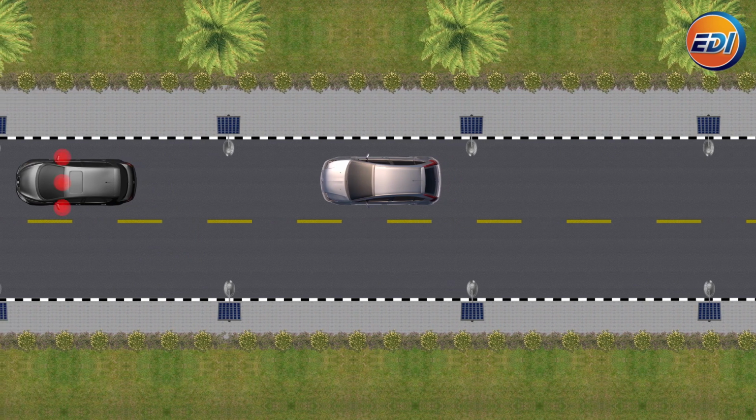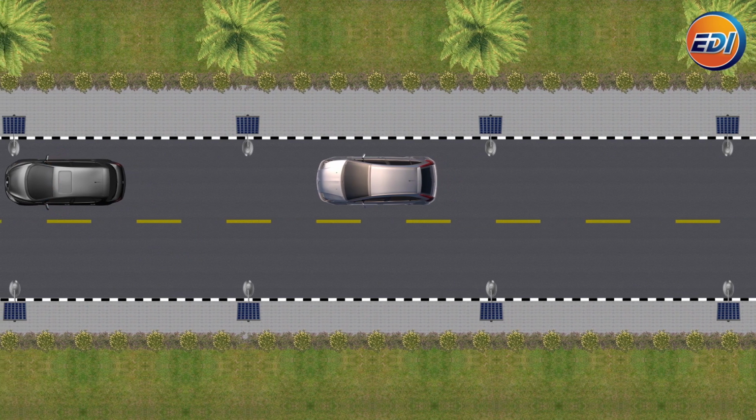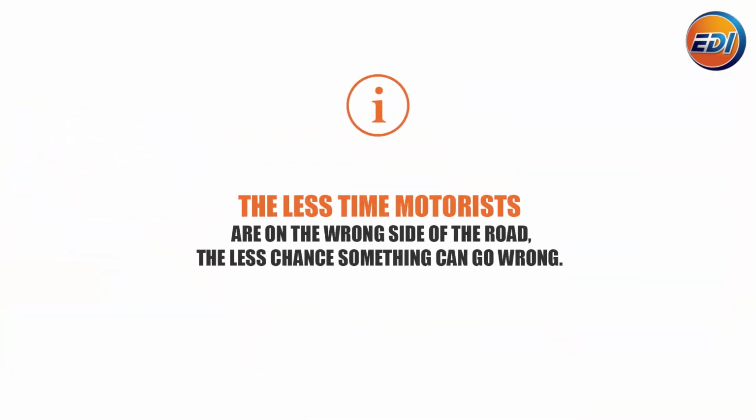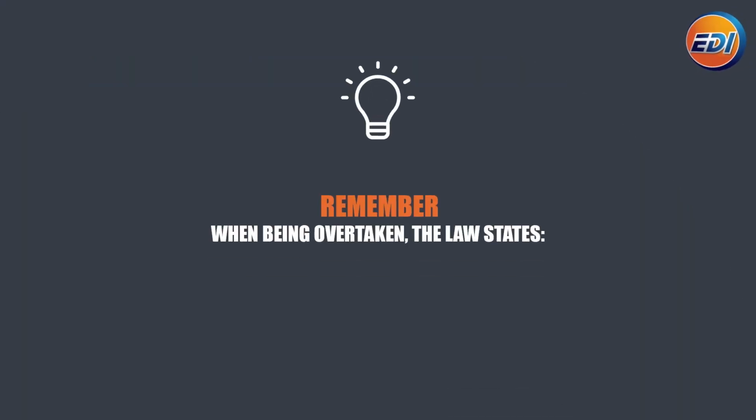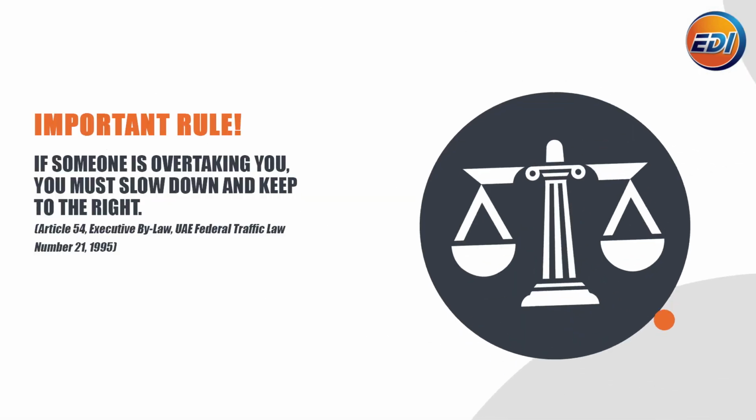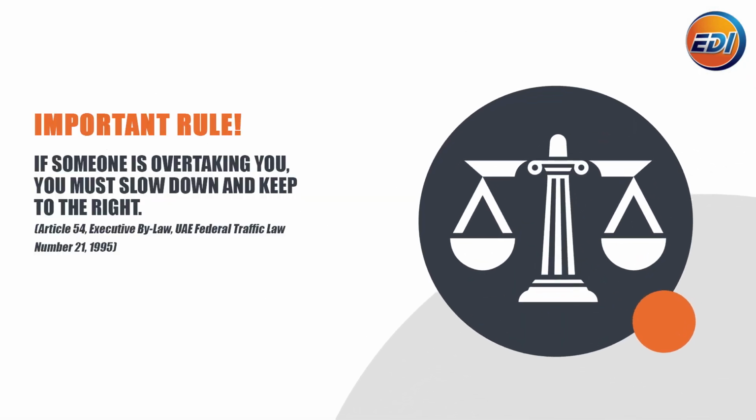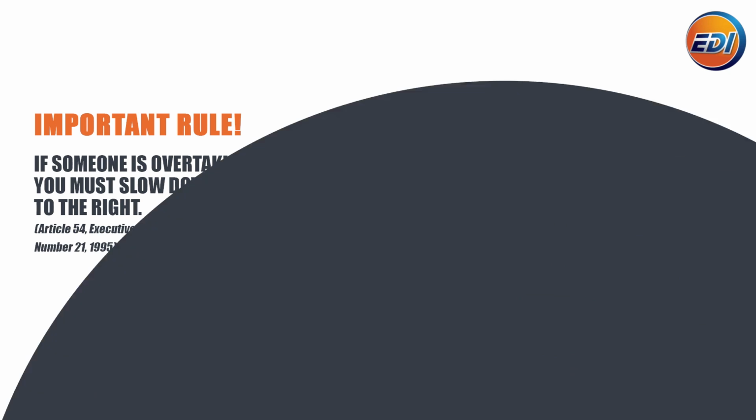Cancel the signal. After completing the overtaking, check the mirrors and adjust the speed if necessary. Tip: the less time motorists are on the wrong side of the road, the less chance something can go wrong. Remember, when being overtaken, the law states, important rule, if someone is overtaking you, you must slow down and keep to the right. Article 54, Executive Bylaw, UAE Federal Traffic Law Number 21, 1995.